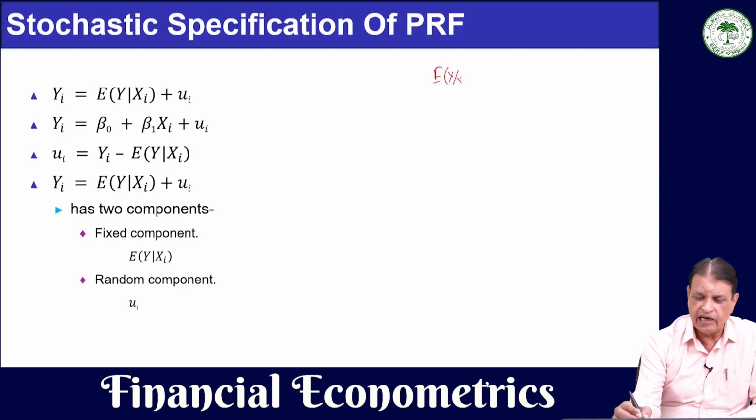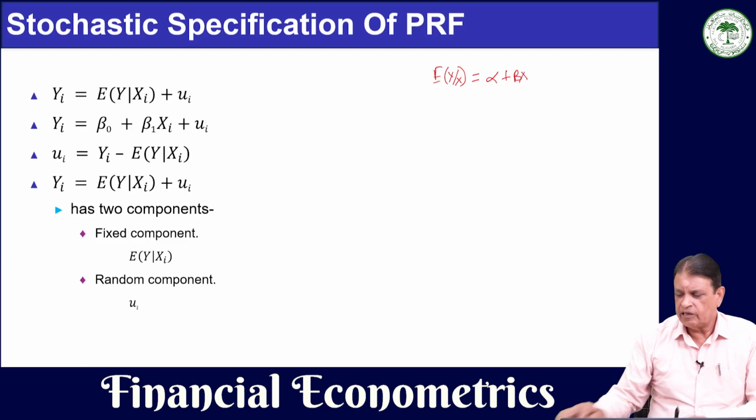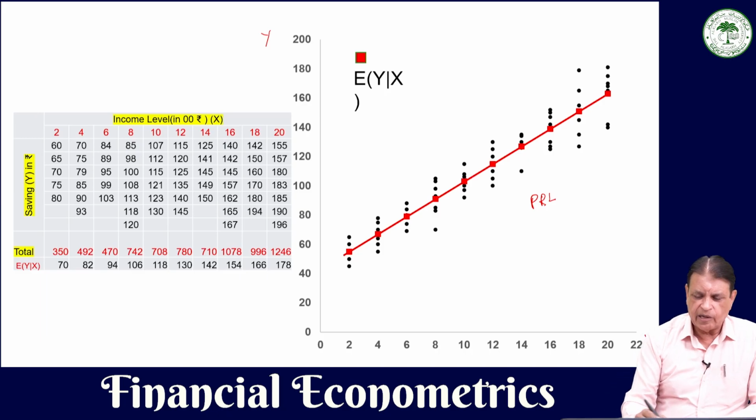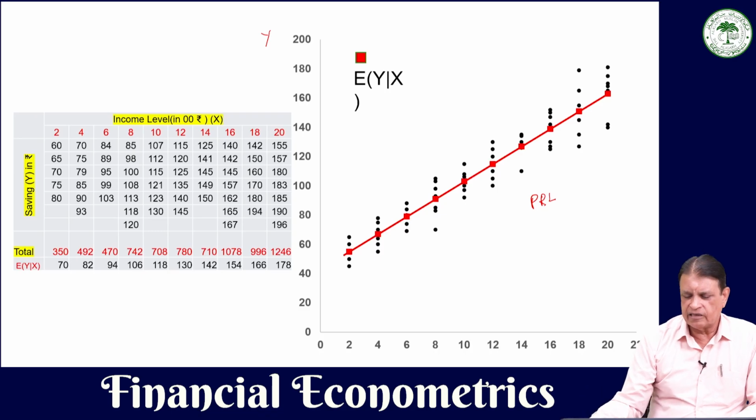Now the expected value of Y given the value of X can be written as alpha plus beta X. Let me take you back to show this. This is the population regression function or population regression line, and if you extend it here, this will be the intercept and this one is the slope of the line. So the equation of this line can be written like this.